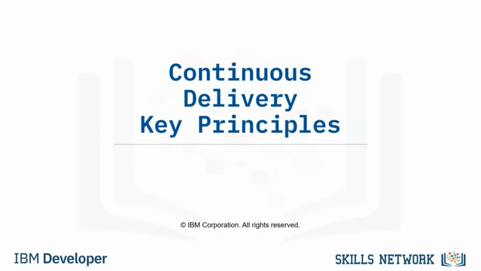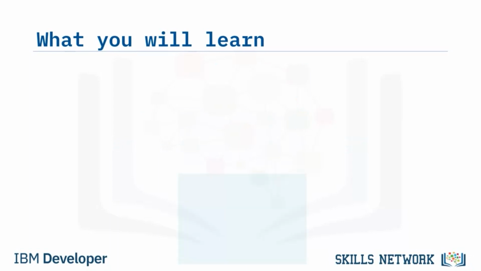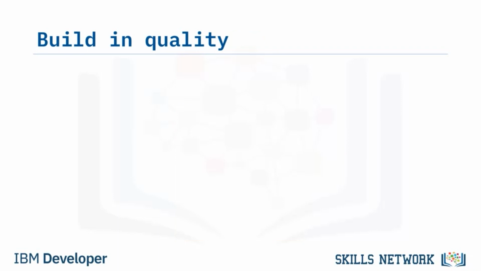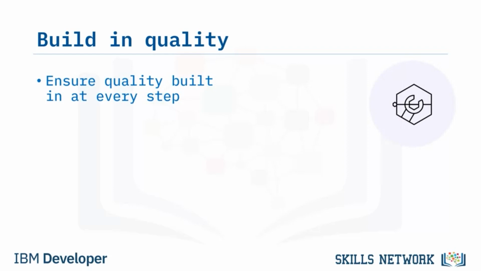Welcome to Continuous Delivery Key Principles. After watching this video, you'll be able to describe the 5 key principles of continuous delivery. The first of our key principles of continuous delivery is to build in quality. You need to ensure that you have quality built in at every step.